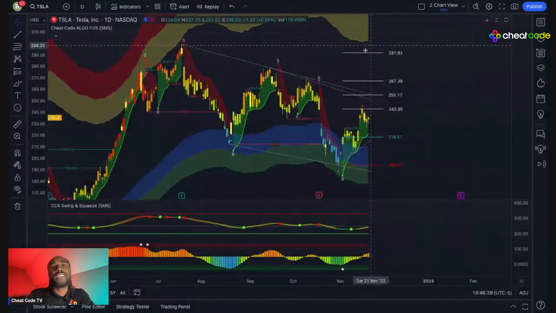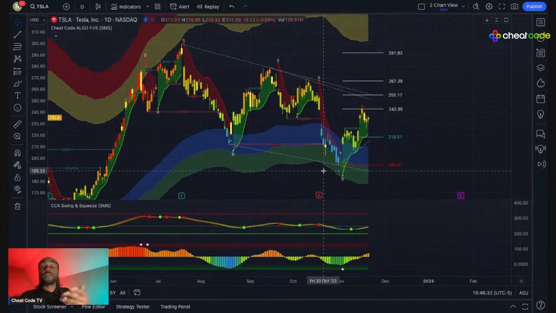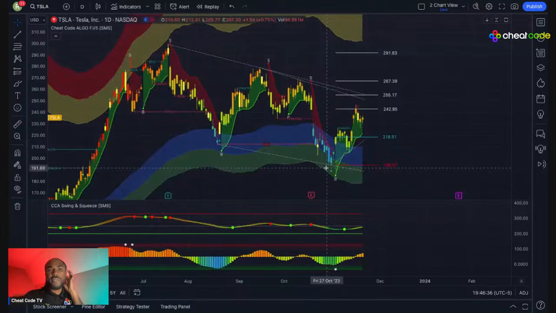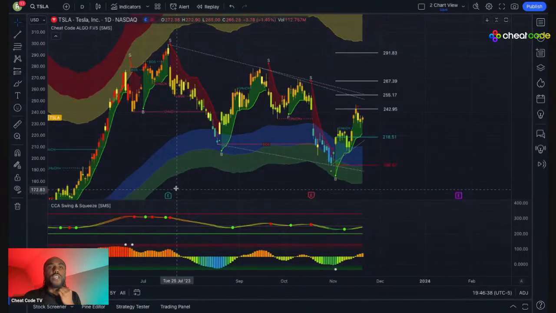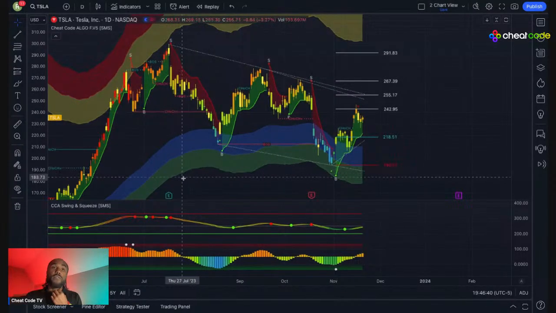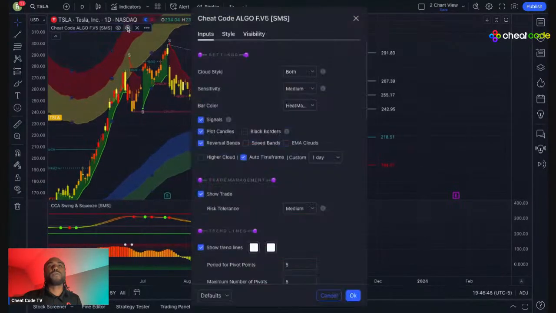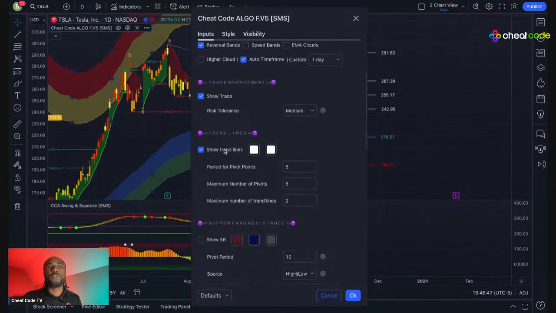And y'all can see ads keep popping up from TradingView because I've got the free version. You can only have 2 indicators now on TradingView for free, and that's all you need with the Cheat Code algo. But it comes packed with a lot of things like our new trend lines right here.